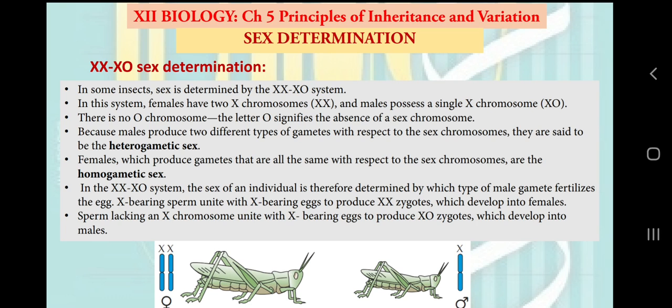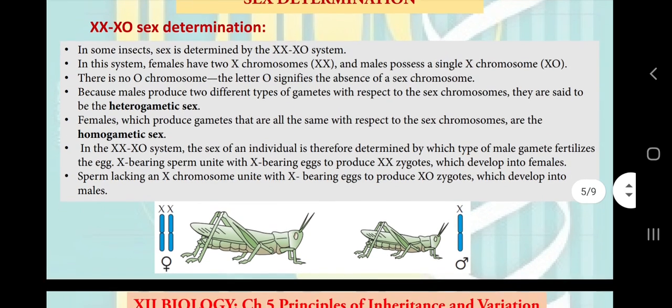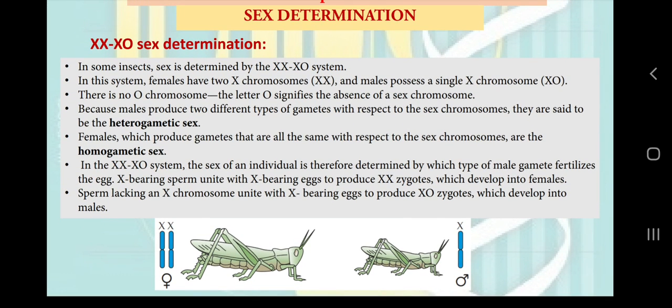For example, as we have studied in ABO blood groups also, there O means nothing. So here is XO sex determination. In some insects, in the case of grasshoppers, sex is determined by the XO system. In this system, females have 2 X chromosomes and males possess a single X chromosome. It means XO, O means nothing.